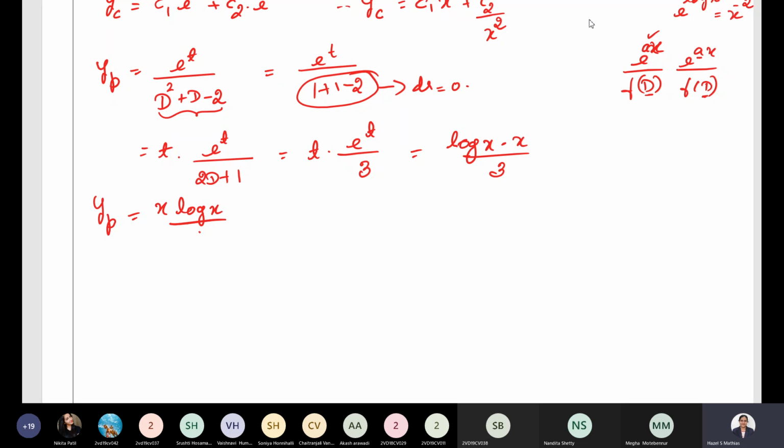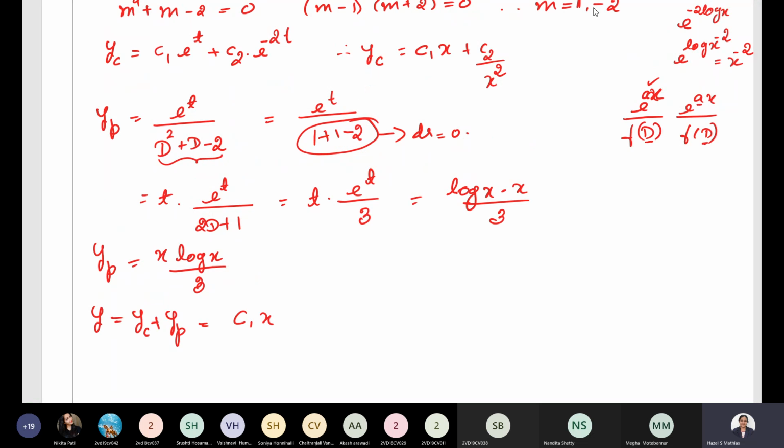So what is our function y equal to? Complementary function plus particular integral. What is the complementary function? We have found here yc, that is c1 x plus c2 divided by x square. Then the particular integral is x log x divided by 3.